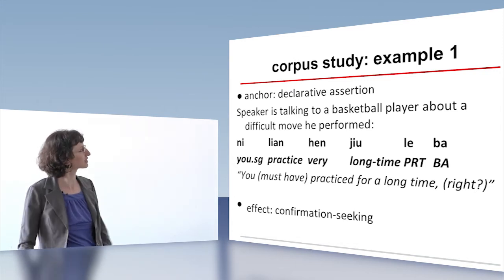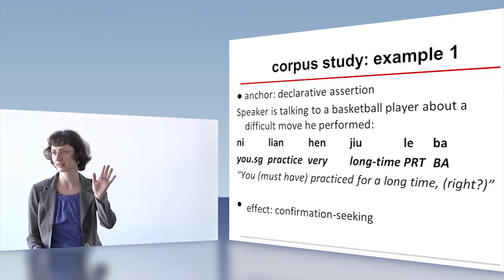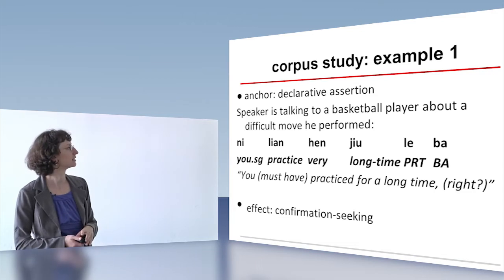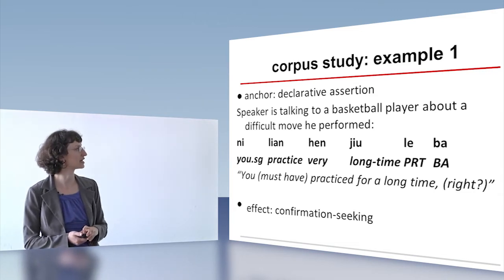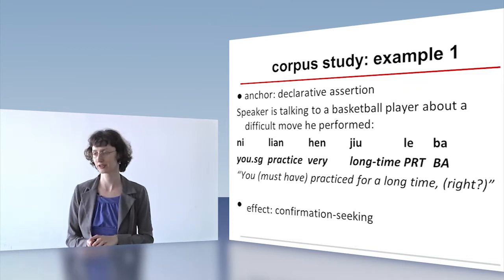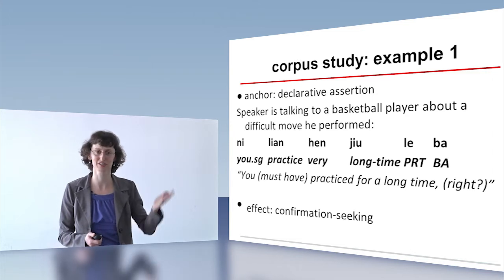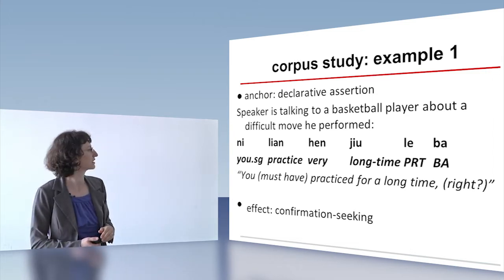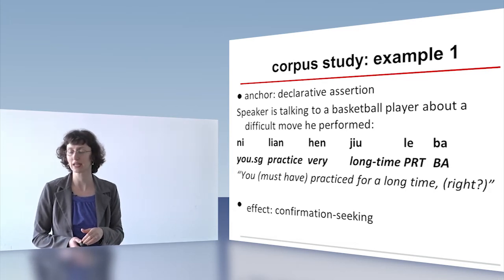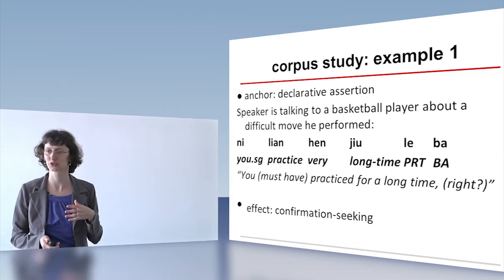The speaker is talking to a basketball player about a difficult move that he performed, and she has no idea about his background. And so she says, you must have practiced a long time. Or rather, she says, you practice very long time, ba. Notice there's no must have; this is just free translation. The effect here is confirmation seeking, and also a bit of uncertainty, because of course, why would you need confirmation if you were certain of the facts?